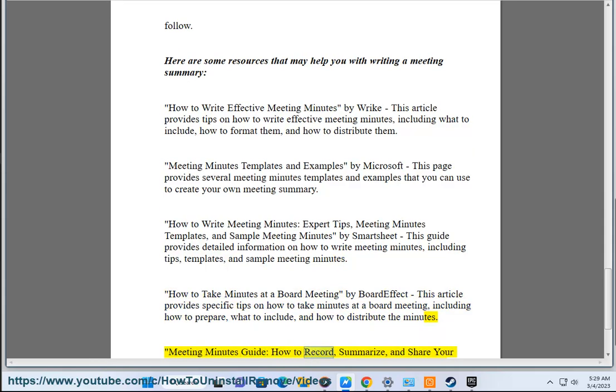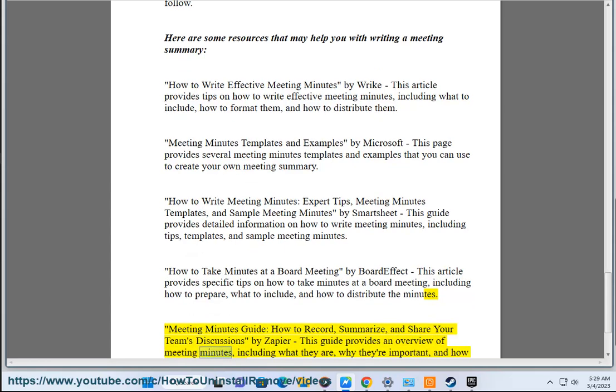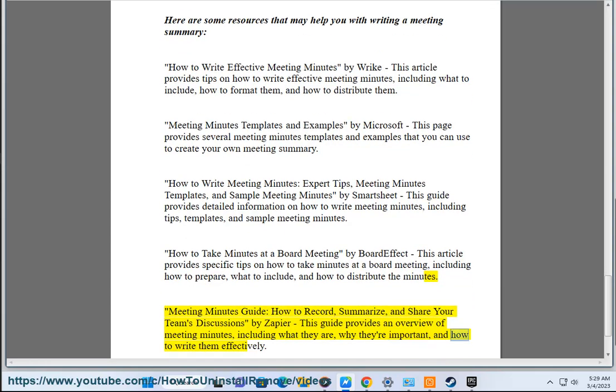Meeting Minutes Guide. How to record, summarize, and share your team's discussions by Zapier. This guide provides an overview of meeting minutes, including what they are, why they're important, and how to write them effectively.